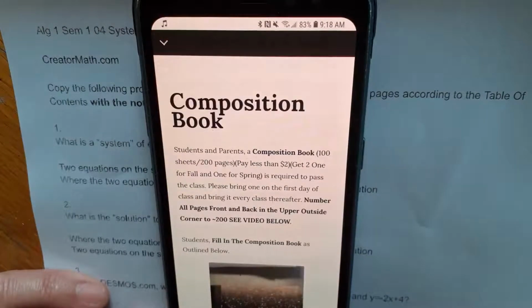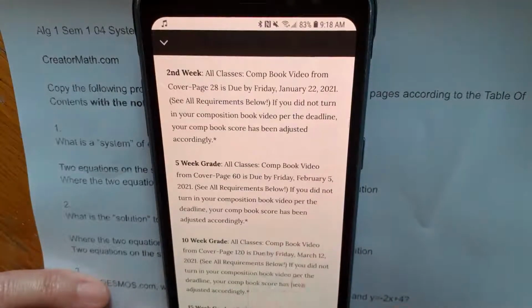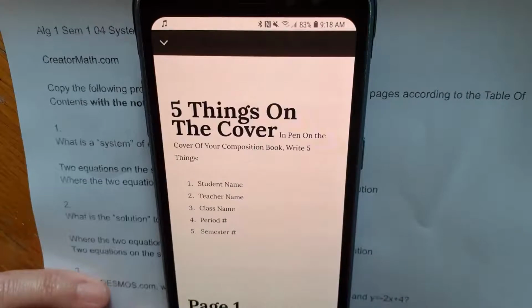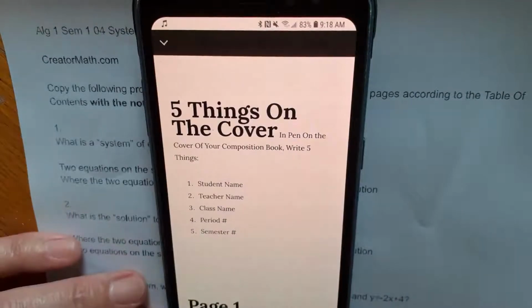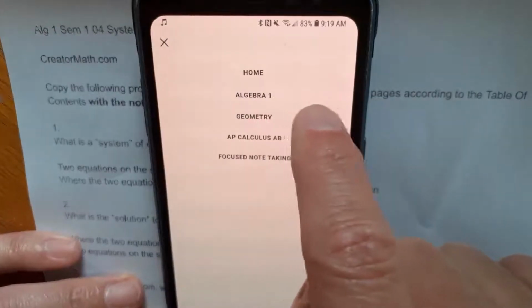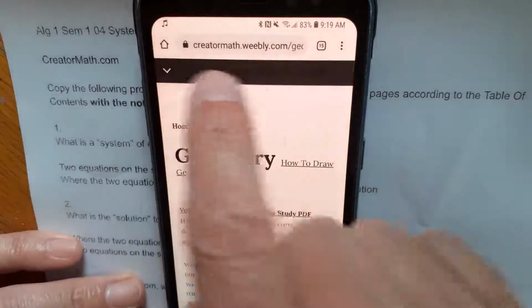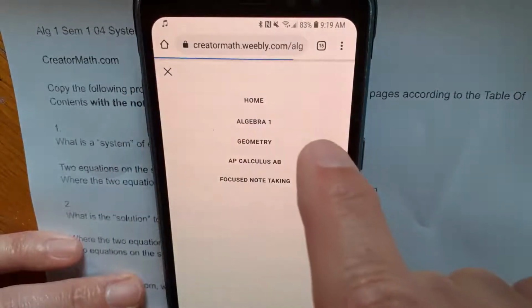I promise if you read this and you watch these videos and you adhere to these turn-in dates and you put all these things on the right pages, including the notes, which we're going to go to in a second right here, you're going to have a 90 to 100% on your composition book. And you're going to have a great system for being able to take notes even when you get to college.